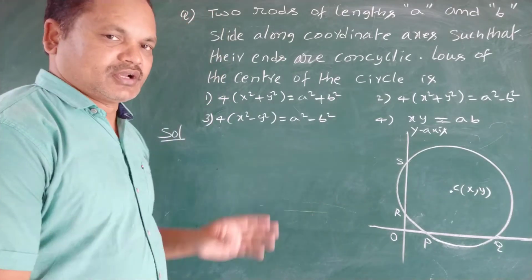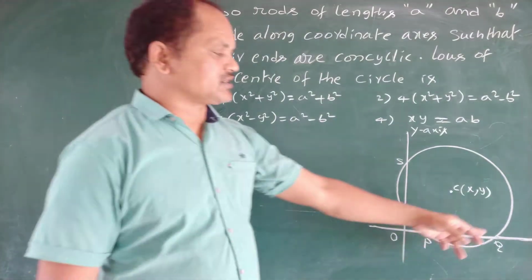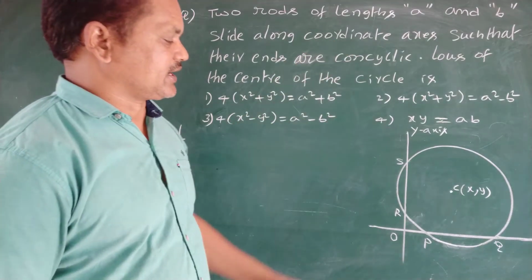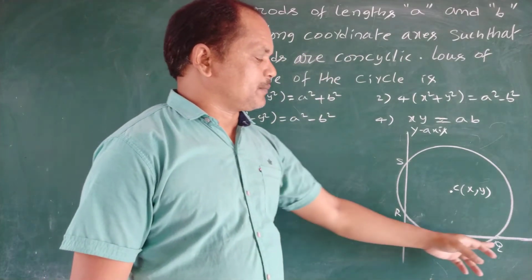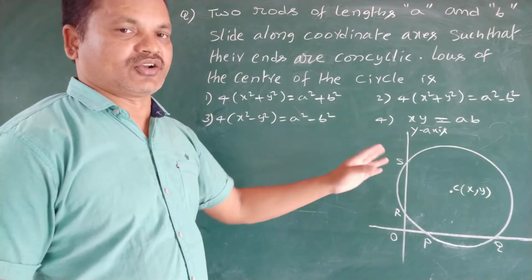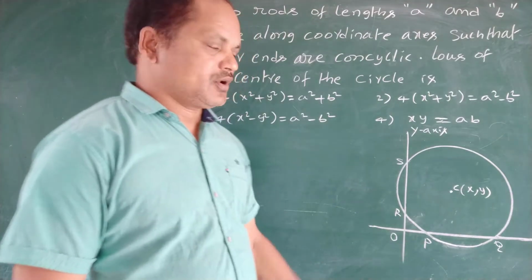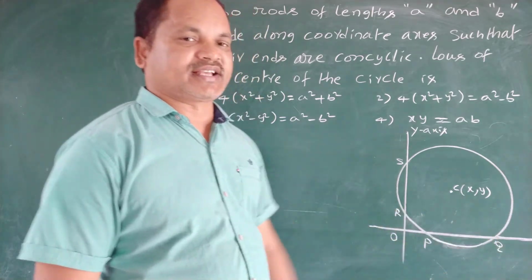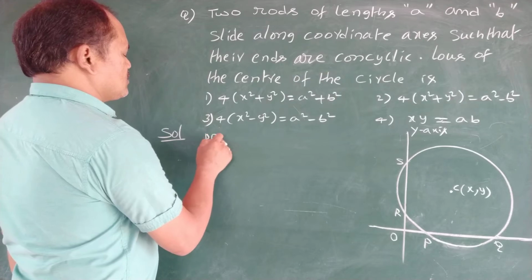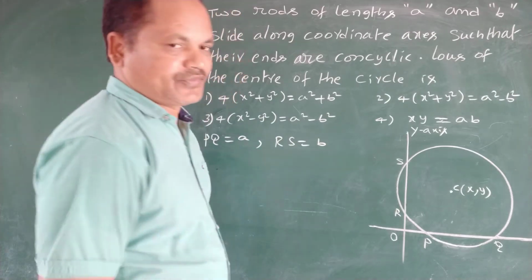Now this is the question. Now we are going to solve the question. Now the solution for this one. We have to take the circle and the given two rods of lengths a and b, taken as PQ sliding on the x-axis and one more rod RS sliding on the y-axis. That means the coordinate axes are taken as the rods, where PQ slides on the x-axis and RS slides on the y-axis. What is the length of PQ? PQ is equal to small a and RS is equal to small b.